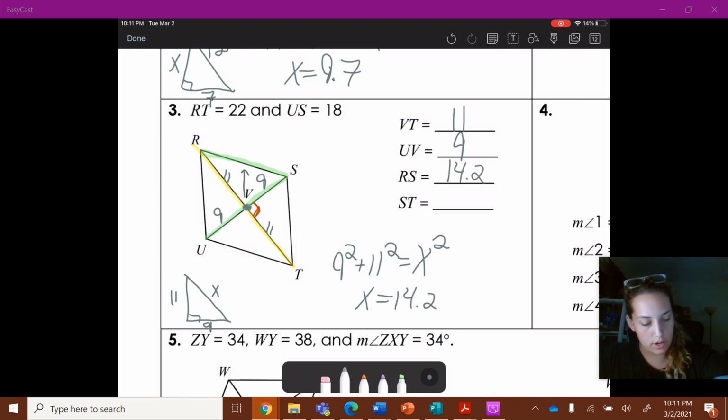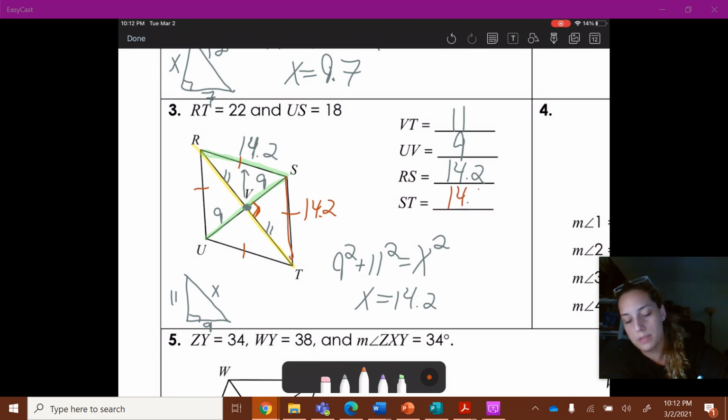All right. So I know R to S is 14.2. And I also know that all these sides on a rhombus are congruent. So let's see what it asked me for next. It asked me for ST. I know ST is going to be 14.2 because all of those sides are congruent.